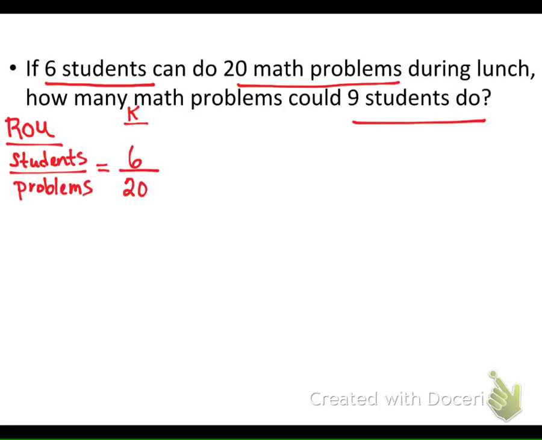So now we're going to go to our unknown. What we don't know. What we're going to find out. So then it goes on to ask, how many math problems could 9 students do? So what part of that ratio do we know? 9 students. And that goes where? So what are we trying to find then? How many problems they can do. Because it's problems, I'm going to use the variable p. You can use any variable you choose to. I just try to use a variable that's similar to my ratio of unit. So that was step 2.